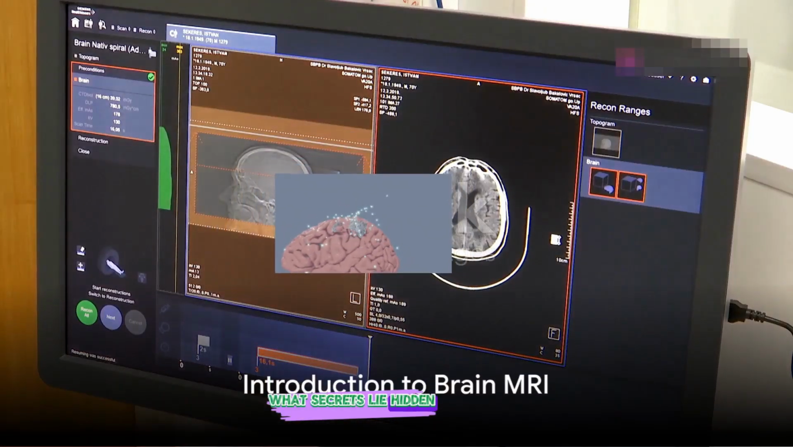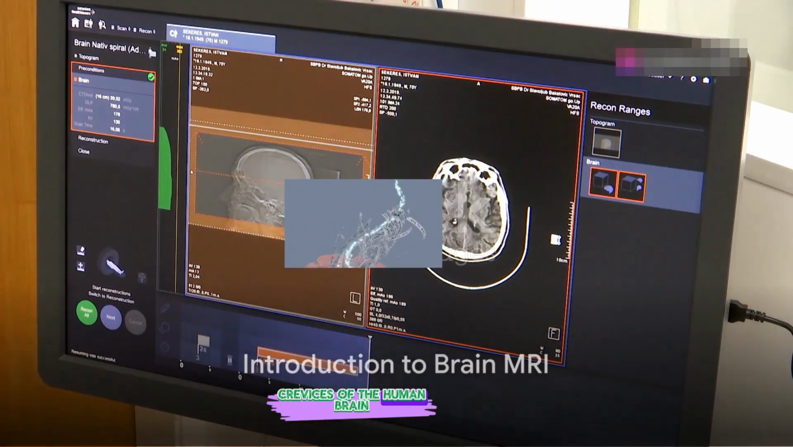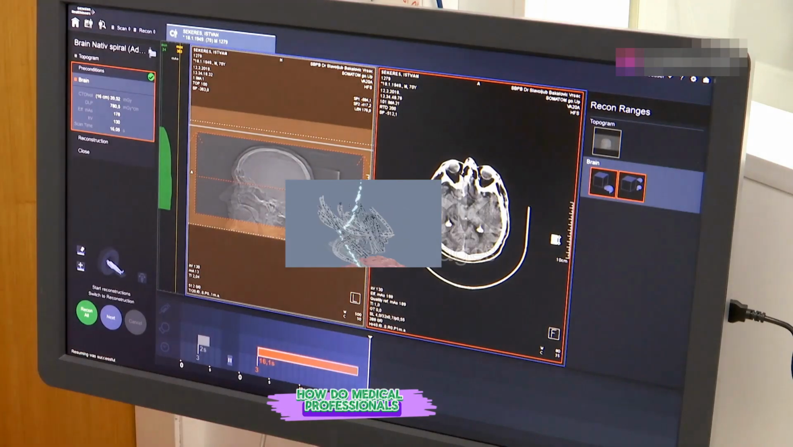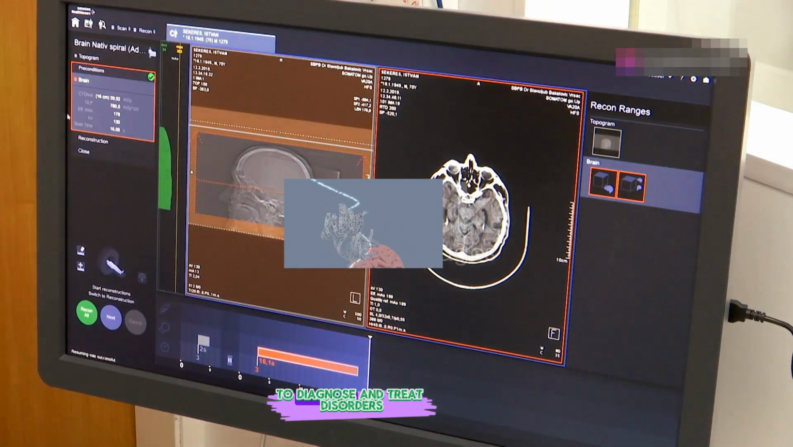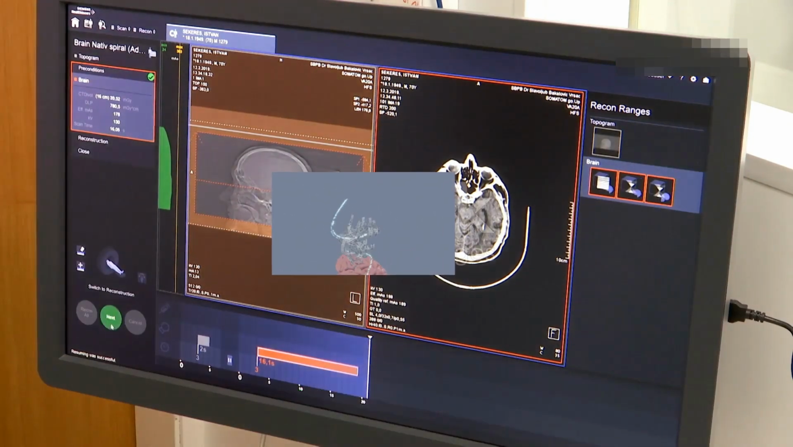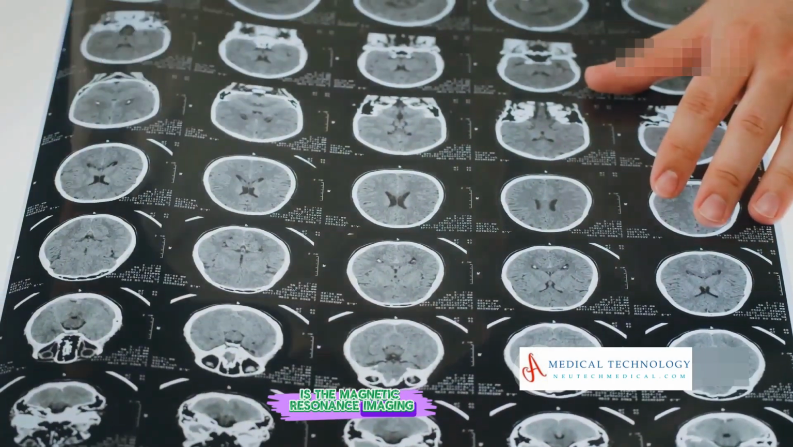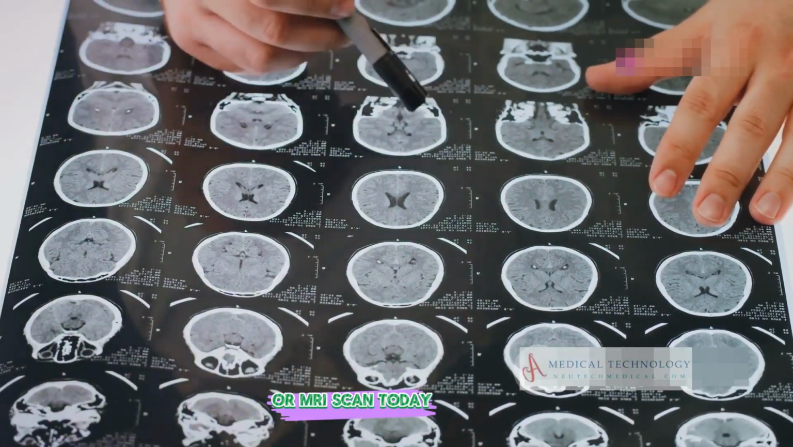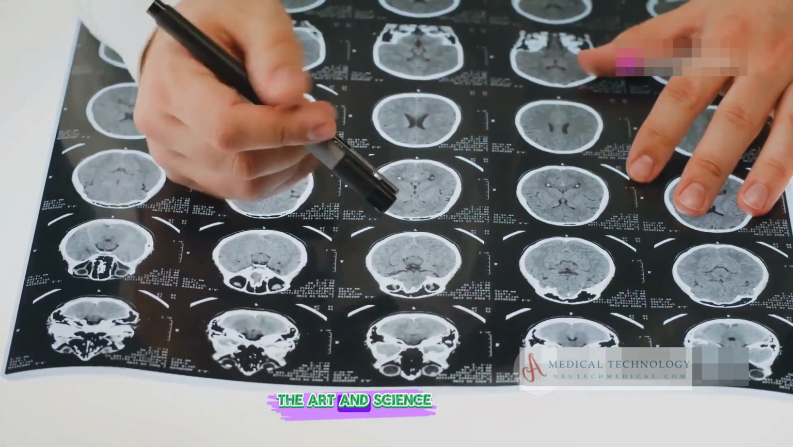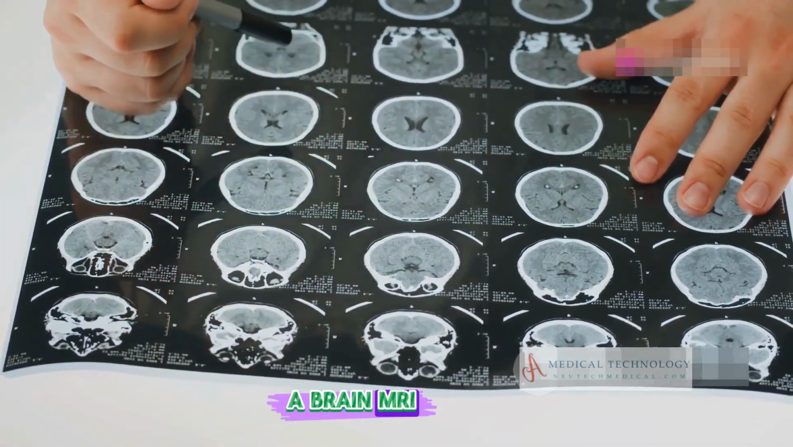What secrets lie hidden within the folds and crevices of the human brain? How do medical professionals peek into this complex organ to diagnose and treat disorders? One of the most powerful tools at their disposal is the magnetic resonance imaging, or MRI, scan. Today we delve deep into the art and science of reading a brain MRI.